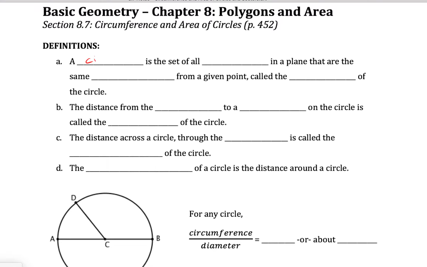Well, a circle is the set of all points in a plane that are the same distance from a given point called the center of the circle. So to break this down, first of all, we're looking at a set of points in a plane. Now, a plane is kind of like a piece of paper. So if you can imagine that you put a dot on a piece of paper, and then you pick some distance that you want to measure away from that dot.